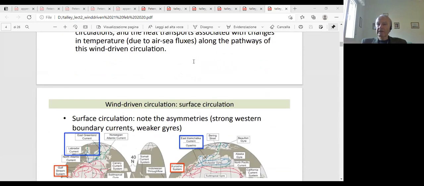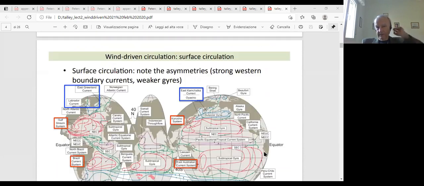Wind-driven circulation, and that's the figure I already showed you a few times. We showed the surface circulation in the world ocean, which, if you look with a little bit of imagination, you can see is very similar across different oceans. What is important is the asymmetry between the western and eastern coasts of the ocean.